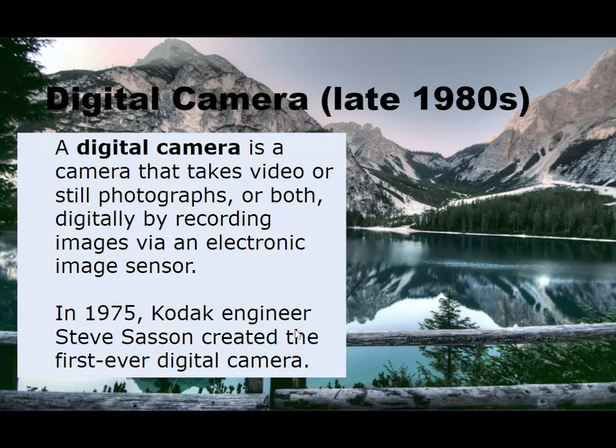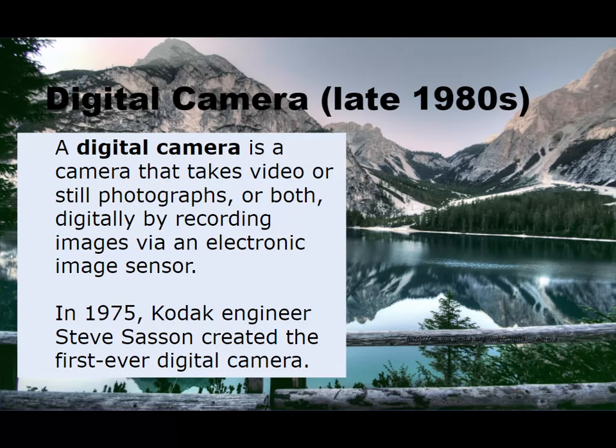And then the digital camera actually started in 1975. The first one, it took something like 28 seconds to actually take the picture. It was not ever sold. It cost like $20,000 to make. Digital cameras did not become really popular until the 90s, mid to late 90s.